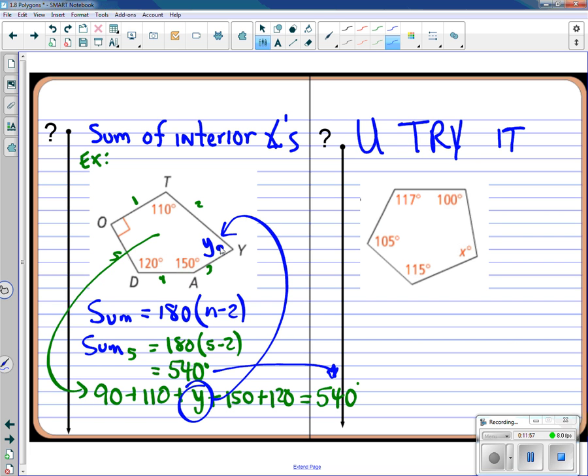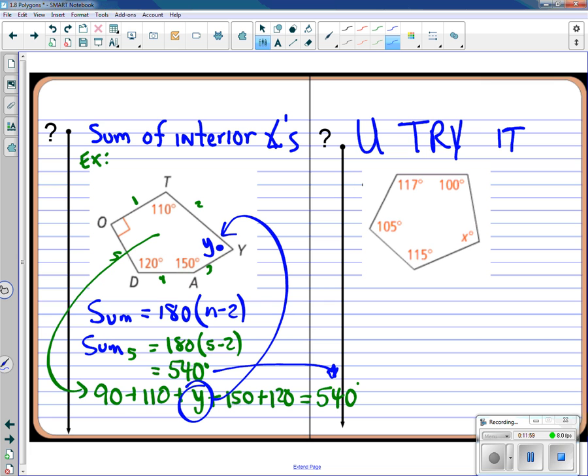Now I want you to go ahead and set up this one. You try it. Let's see, 1, 2, 3, 4, 5. It's 5 sides again, so you already know what it's supposed to be equal to. Still 540. Just write the equation. Don't worry about solving it. Come back and check your work.